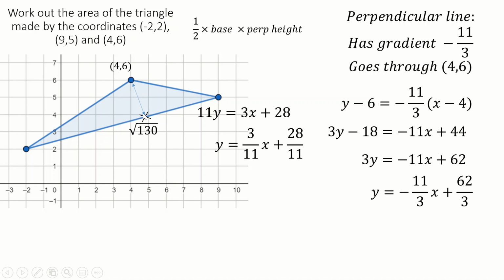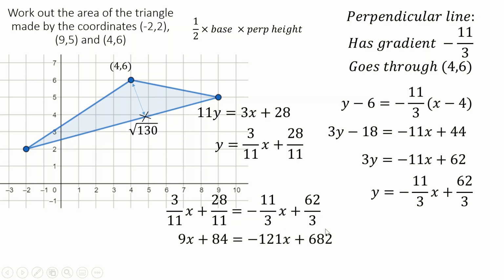And of course, to do that, I'm going to set this line equal to this one. This looks really messy, but what I'm going to do is times everything by 11 and times everything by 3 at the same time. So essentially just times both sides by 33, and you get this, which is much nicer. Add 121x to both sides, take away 84, divide by 130, which gives you 4.6. Put 4.6 into either one of these, it doesn't matter, you get y as 3.8.